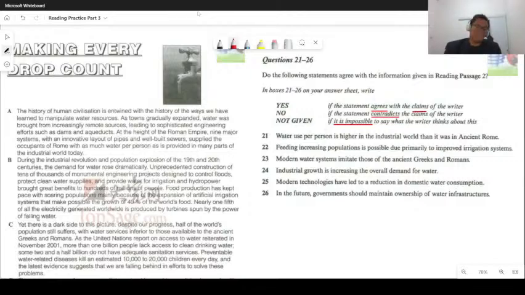So the safest approach for you to take is focus first on the question and then just skim and scan what you need from the reading passage. So let's do that right now. We'll jump to question 21.